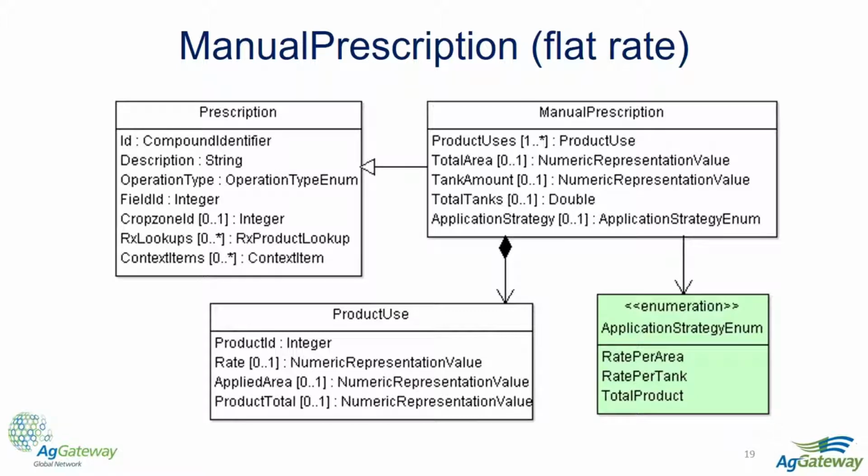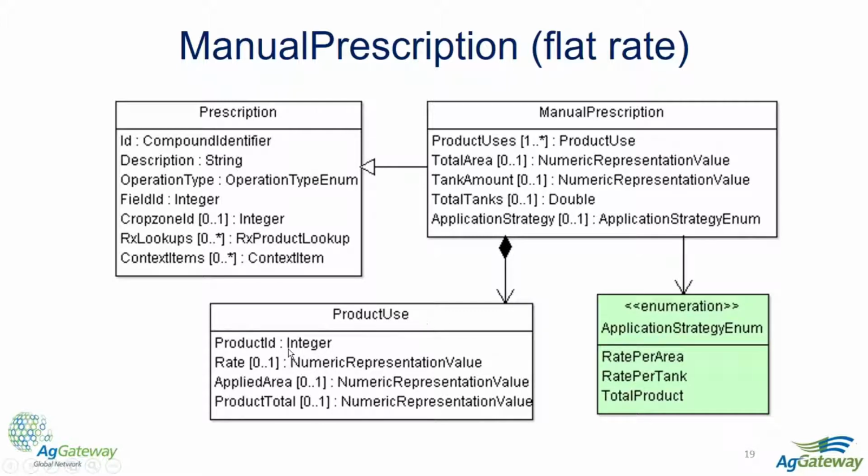So prescriptions have two child classes. One is the manual prescription, and the other is the spatial prescription. The manual prescription is what you would use to specify a flat rate of application over the field. Still a very frequent, very popular way of performing many applications. What this does is it contains a list of products. The manual prescription contains a list of actually product use records, not of products, I'm sorry. Product use records.